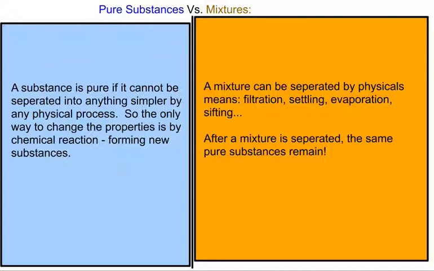Okay, so first of all, when we're talking about matter, we should start with two broad classes where we're looking at pure substances versus mixtures. So on the left-hand side, we're talking about pure substances, which is if something's pure, you can't separate it into anything simpler by any physical process. So you can maybe separate it into something simpler, but then you're doing a chemical reaction and you're making a new substance. Okay?